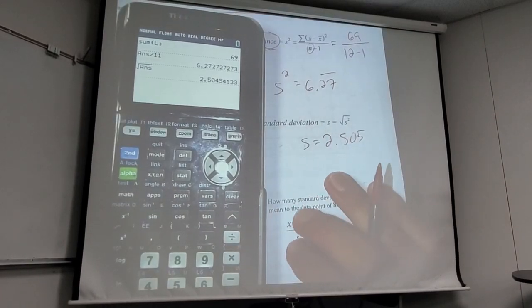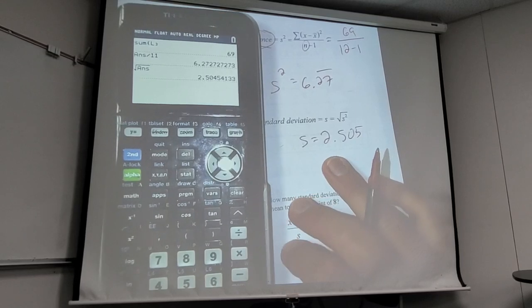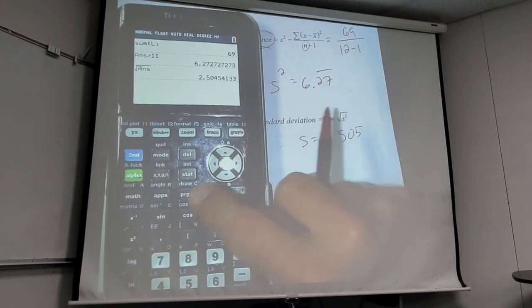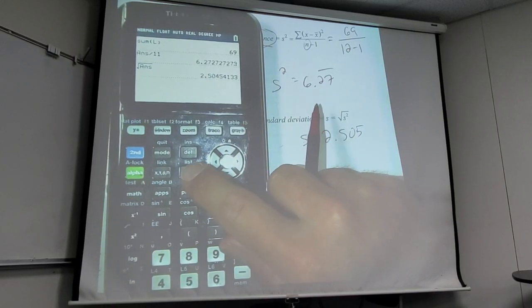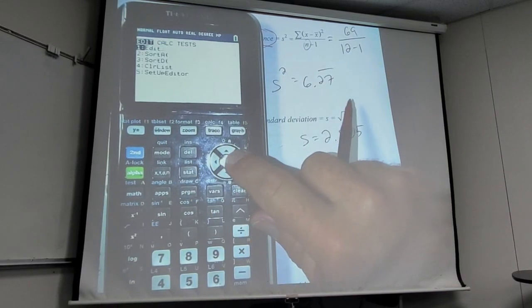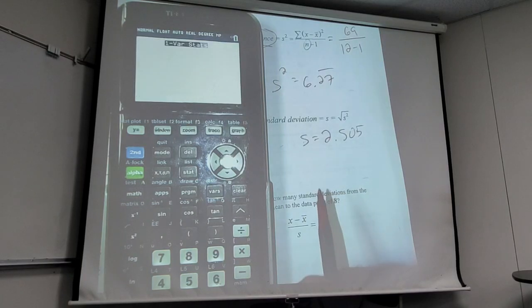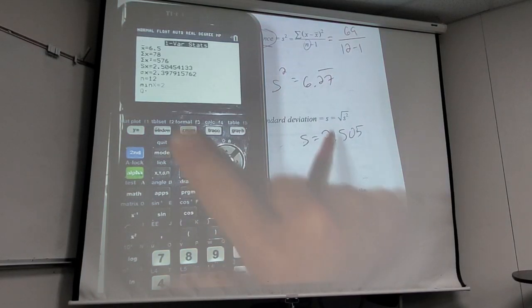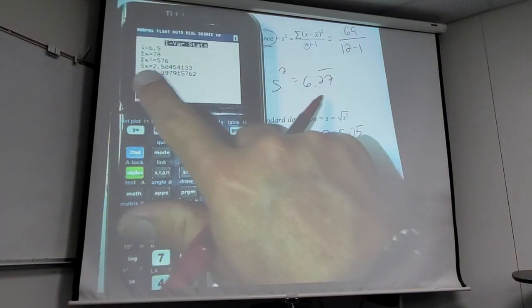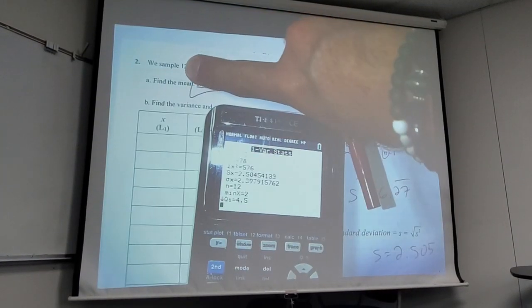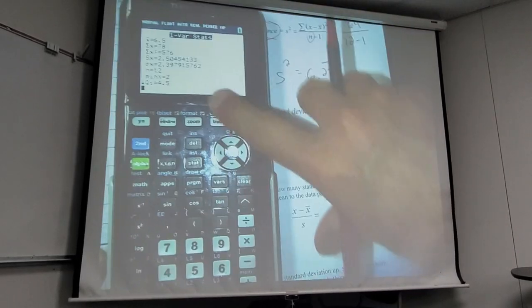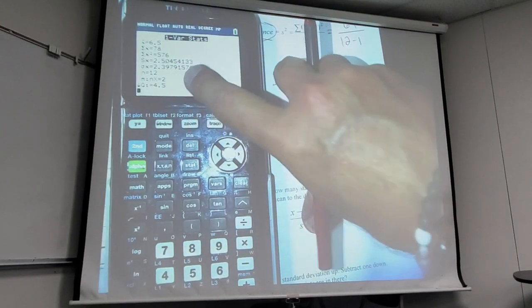How do I check that real quick in the calculator? What do I push to check it? Go to stat, then calc, one of our stats. And of course, this time we need S, right? Because this is a sample of grades. So we need S, and sure enough, 2.505 is the same thing.